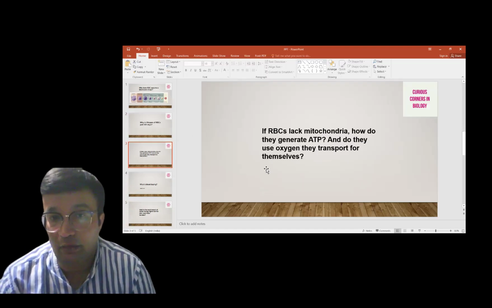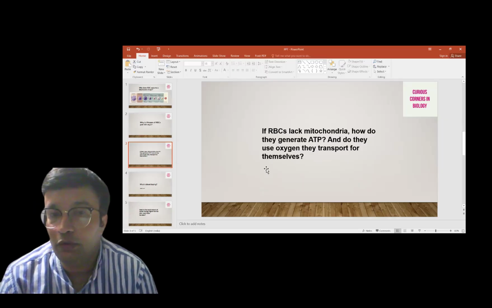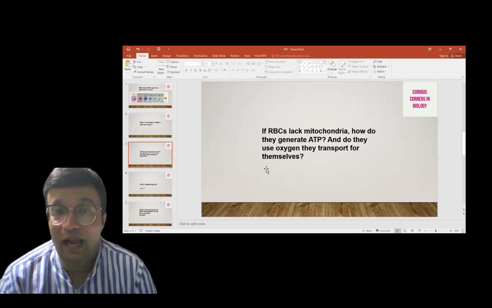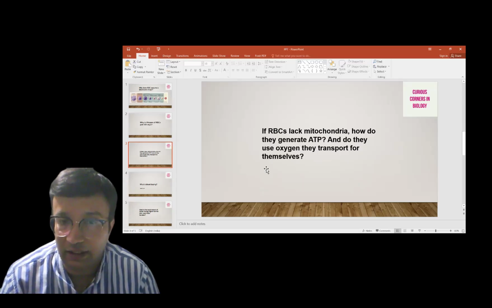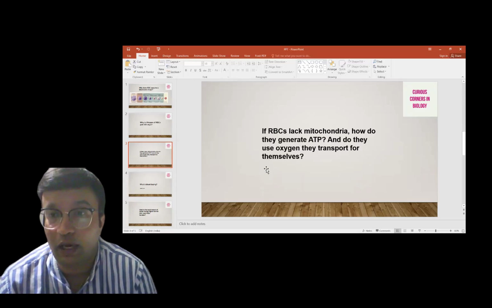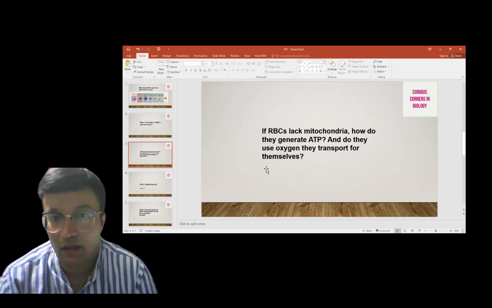Then the next interesting question is: if RBCs lack mitochondria, how do they generate ATP? Do they generate ATP? And how do they use the oxygen they transport for themselves? That means, how do RBCs use oxygen, or do they not use oxygen?